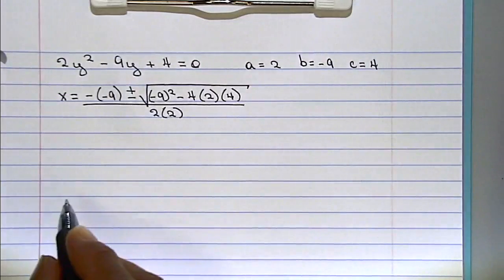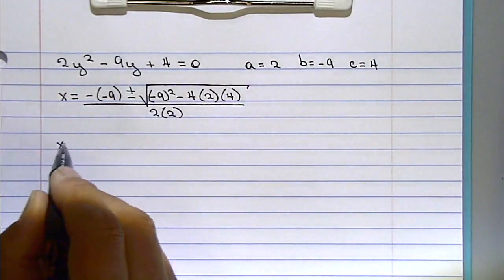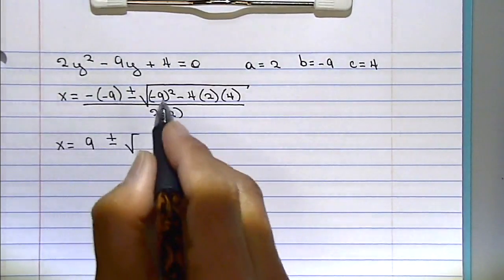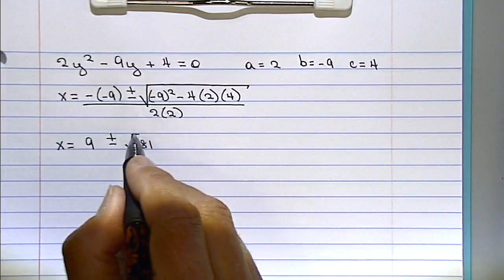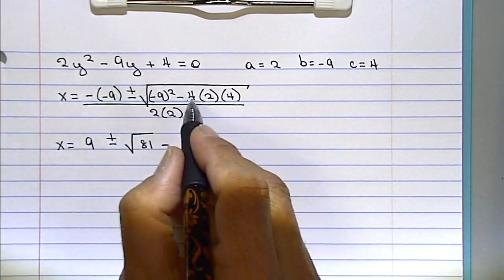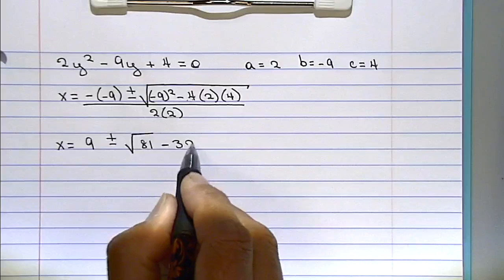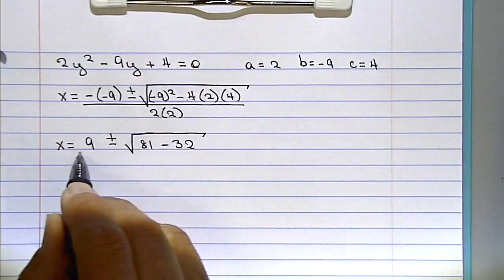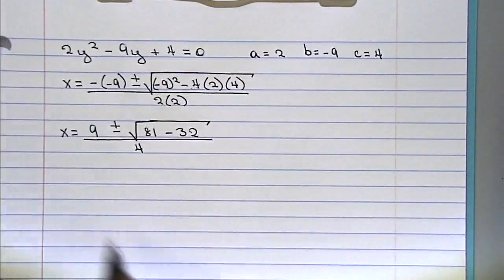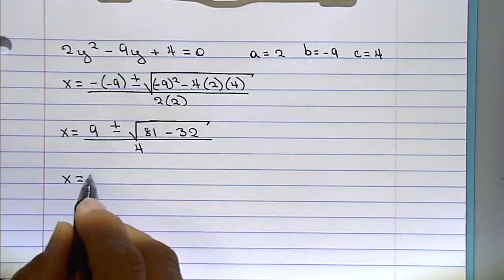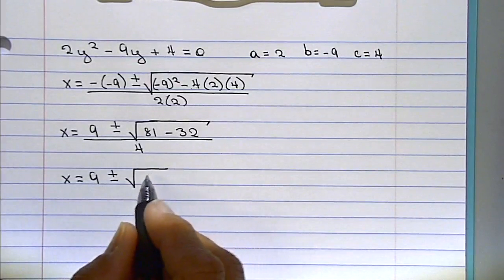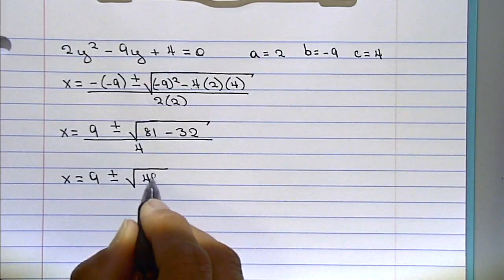So I'm going to keep going here, and I'm going to say x is equal to a positive 9, plus or minus, and under this radical, I have negative 9 squared, which is positive 81. Then that's a negative times a positive times a positive, so it's going to be a negative, and that's going to be 8 times 4, or 32. So I've got 81 minus 32. Everything here is going to be divided by 2 times 2, or 4. Okay. Now I get x is equal to 9 plus or minus the square root of 81 minus 32, which comes out to be 49.